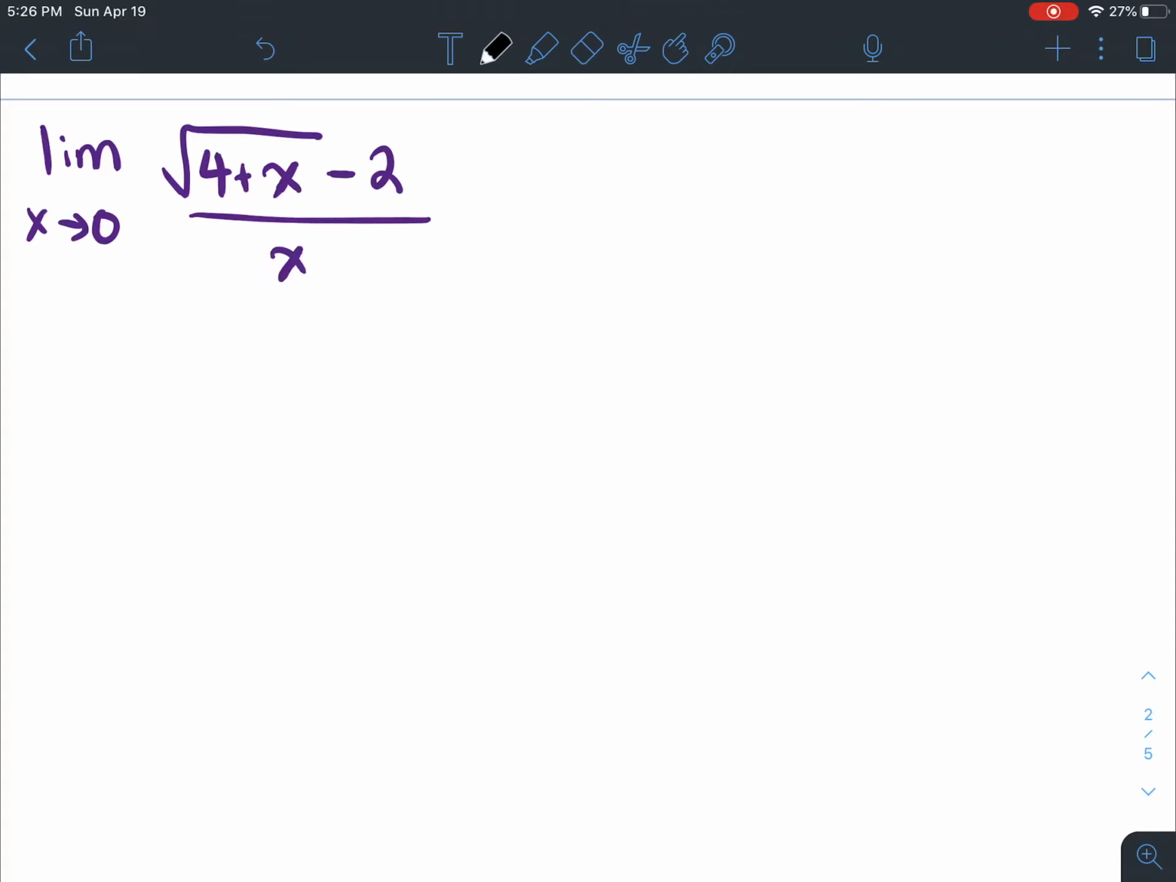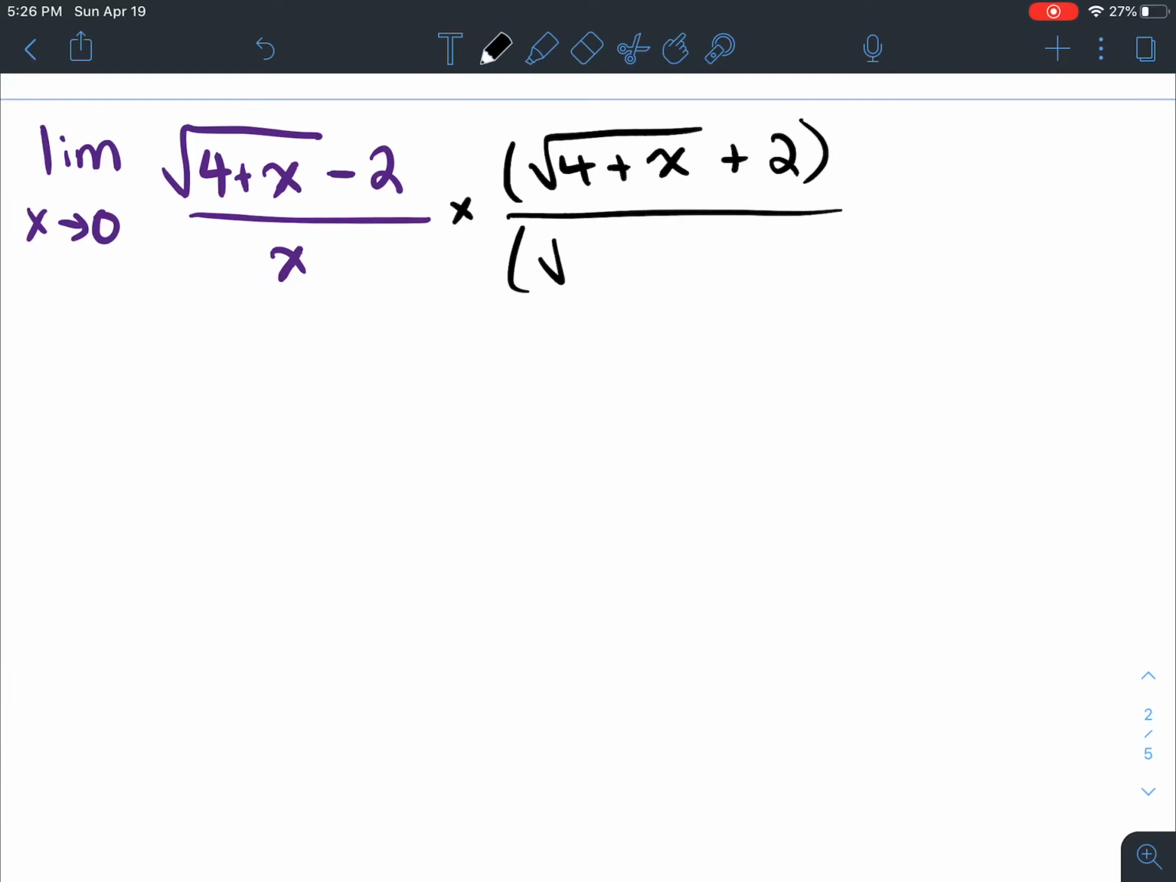So let's say we had this. So same thing is going to happen. If we sub a 0 in, we're going to end up with 0 over 0. But we can actually avoid that by rationalizing it, like I told you in one of those videos. So I'm actually going to multiply the top of my expression by root 4 plus x plus 2 and the bottom by root 4 plus x plus 2. And I'm just doing that to get it into a different form so that I'm actually able to evaluate this limit.